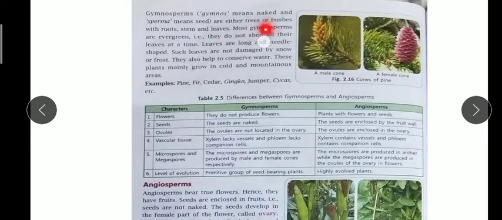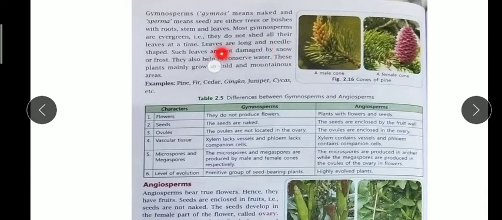They are either trees or bushes with roots, stems and leaves. They are also evergreen plants. Gymnosperms are evergreen because they do not shed their leaves all the time. Even when the season changes, they do not shed their leaves, so they are evergreen plants.